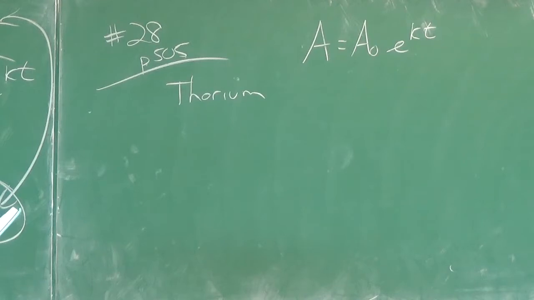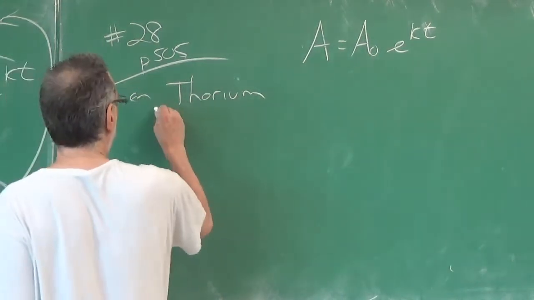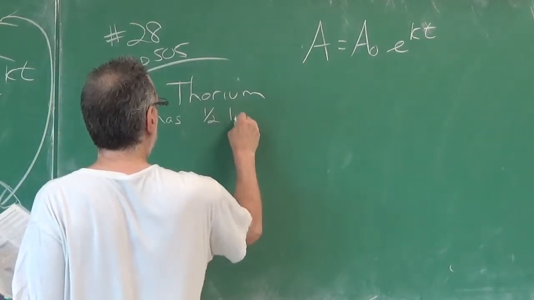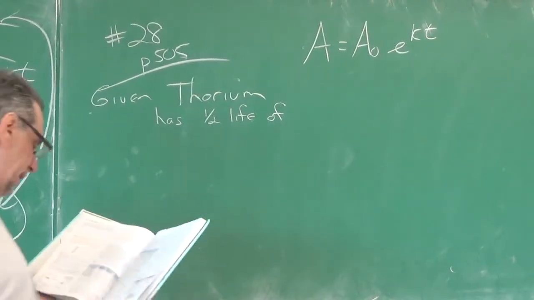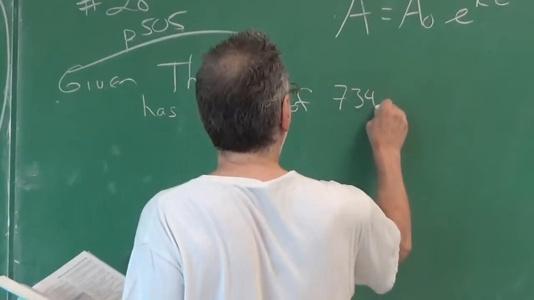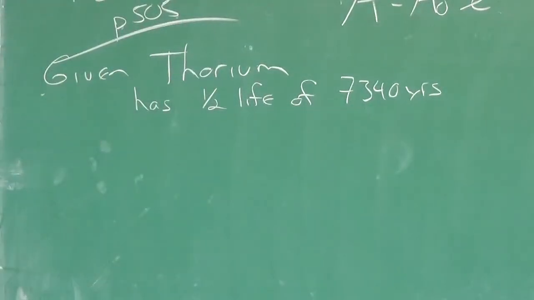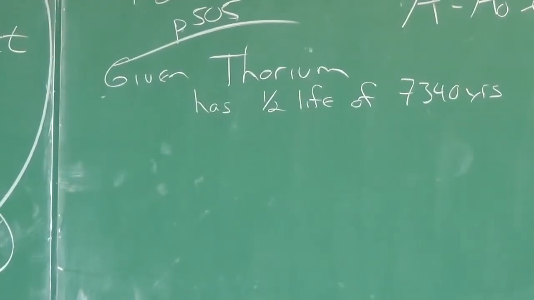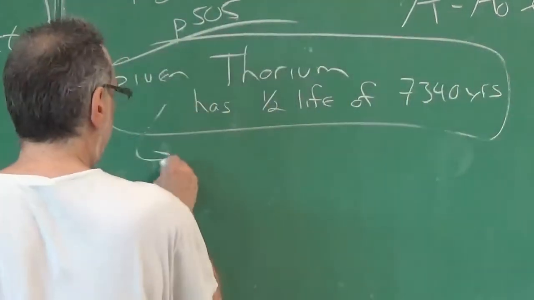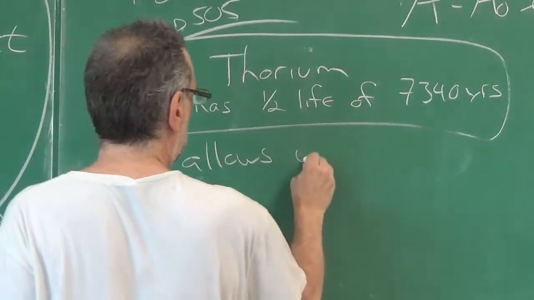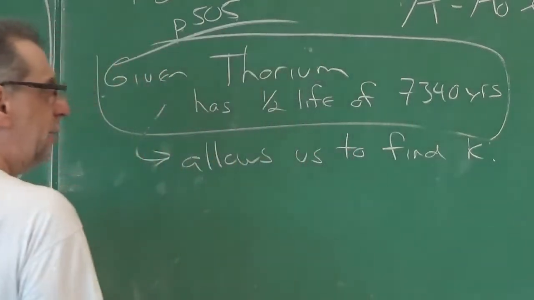And let's see here. So it gives us a half-life. So we're given that thorium has a half-life of 7,340 years. All right, that's going to allow us to find k. So now we're going to use that information to find k. So this allows us to find k by using the half-life formula.